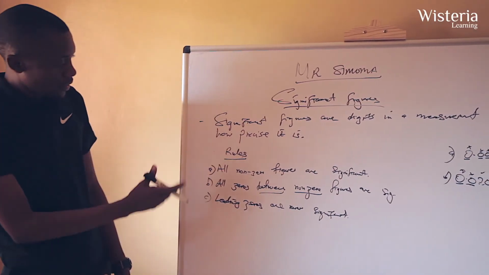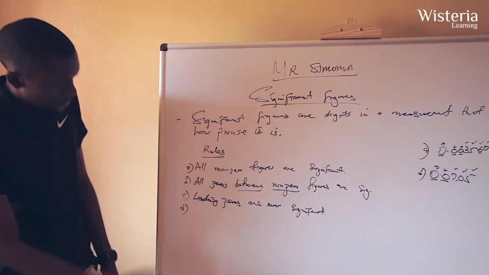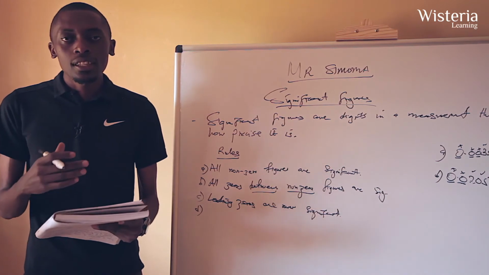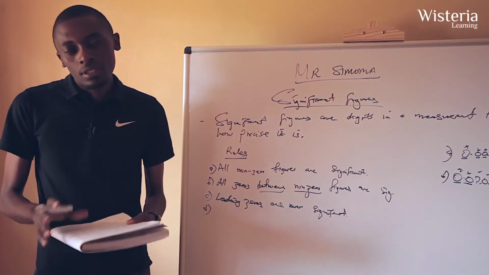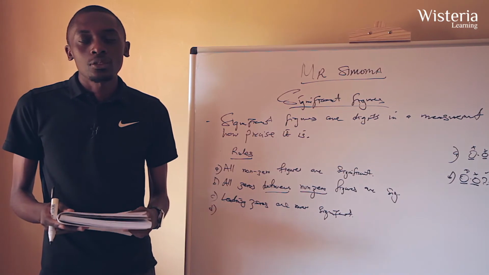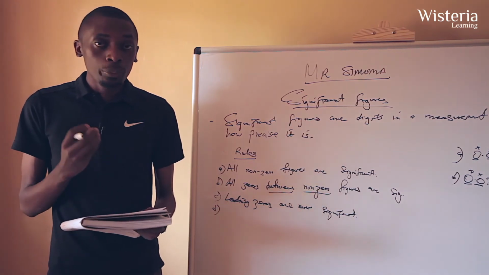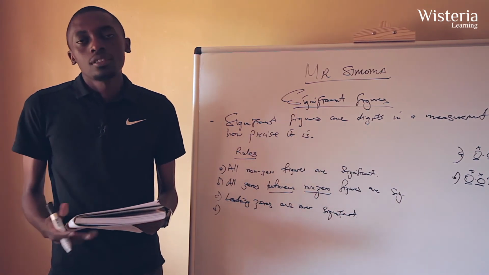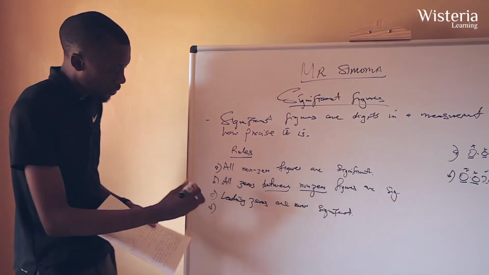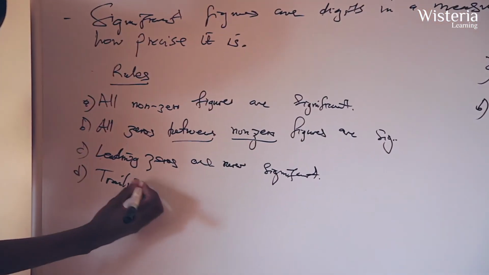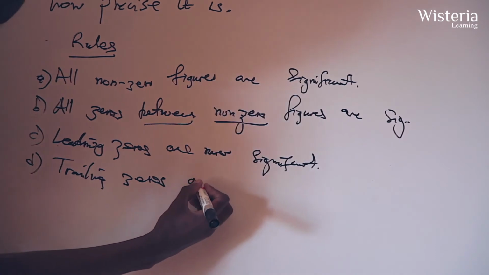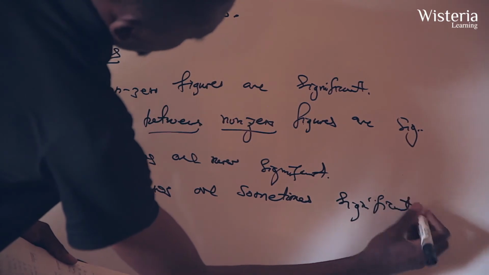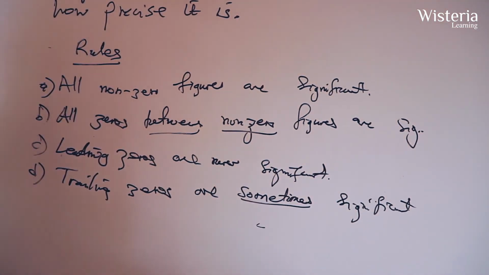We move on to the last rule, which is D. Rule D will tell us that if there are numbers that are trailing, then those numbers are sometimes important or significant. This one we need to pay very much attention to because we need to differentiate what it means when we say sometimes in that measurement. So we are going to write it down and say trailing zeros are sometimes significant. Okay, so we underline the word sometimes there.